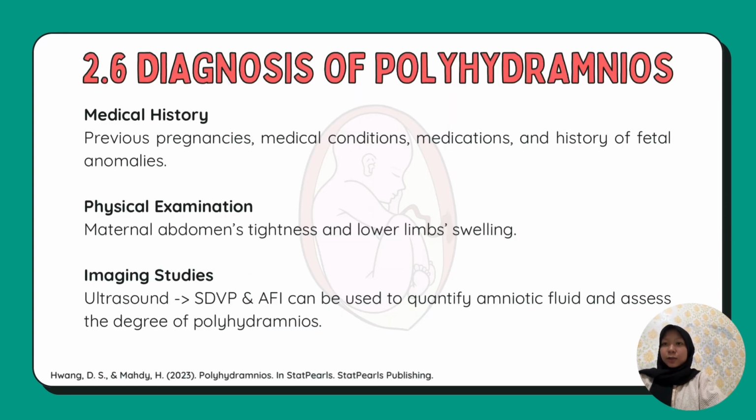the diagnosis of polyhydramnios. Diagnosis of polyhydramnios consists of medical history, physical examination, and imaging studies. In the medical history, important information is needed such as previous pregnancies, medical conditions, medications, and history of fetal anomalies. On physical examination, it is necessary to check whether there is maternal abdominal tightness and lower limb swelling. Lastly, imaging studies can use ultrasound to quantify amniotic fluid and assess the degree of polyhydramnios.